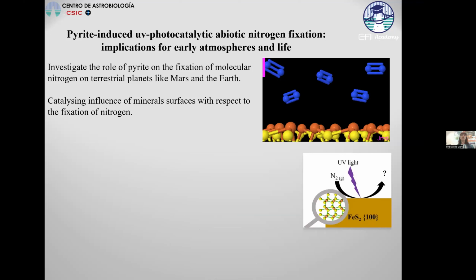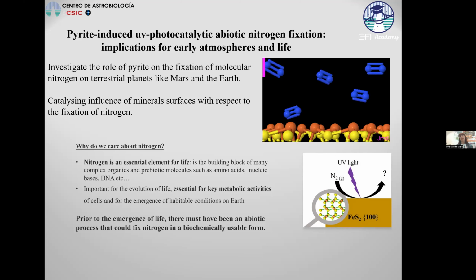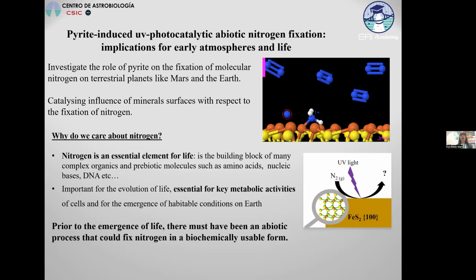If we move on to a different example, we were studying the pyrite-induced UV photocatalytic abiotic nitrogen fixation and its implication for early atmospheres and life. We wanted to investigate how minerals could play a role. Why do we care about nitrogen? Nitrogen is an essential element for life. It's essential also for many key metabolic activities.